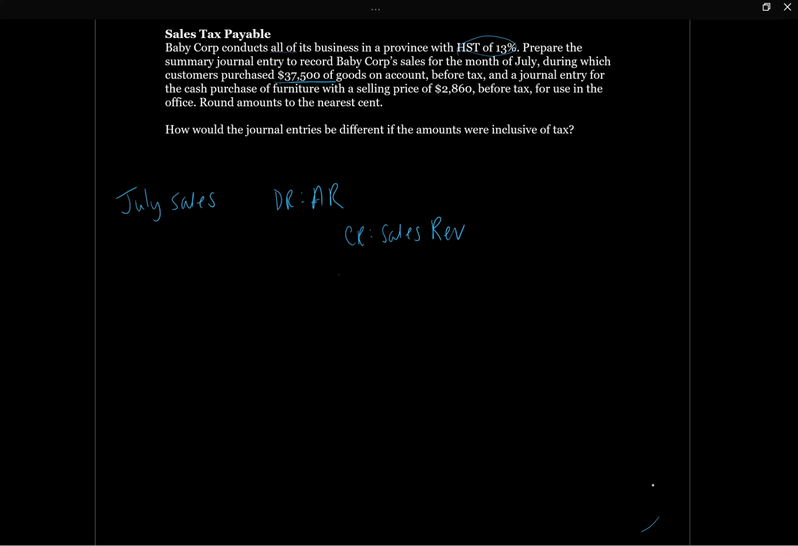And we know that we're going to have to add tax to these amounts. So we know that our sales were $37,500, right? And so we know that the AR, though, needs to include sales tax, and that we're going to need to have an account here called HST payable. And this amount is going to be due to the government. And it's always a short-term liability.